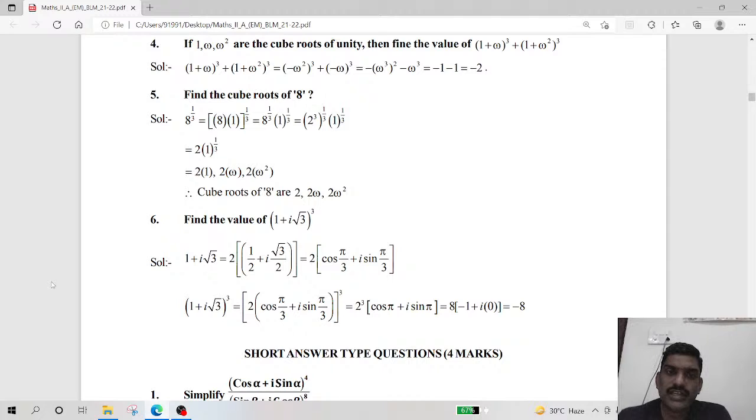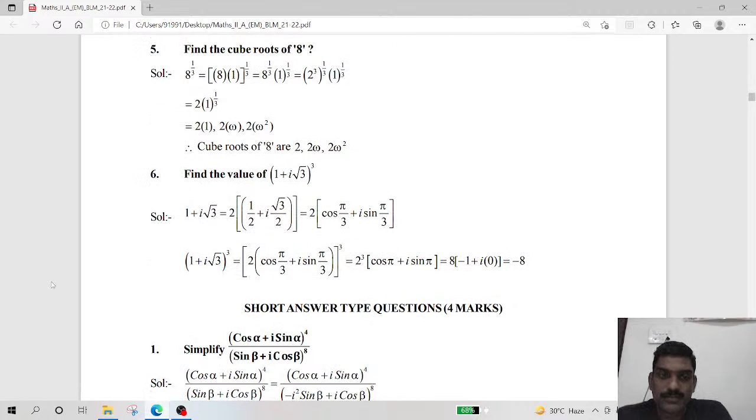Find the cube roots of 8. So the cube roots of 8 is 8 power 1 over 3. What is 8 power 1 over 3? It is (8 times 1) whole to the power of 1 over 3, which is nothing but 8 power 1 over 3 times 1 power 1 over 3. And 8 power 1 over 3 is nothing but (2 power 3) whole power 1 over 3. Then 2 times 1 power 1 over 3. What is 1 power 1 over 3? It may be 1, omega or omega square. So 2, 2 omega, 2 omega square are the cube roots of 8.